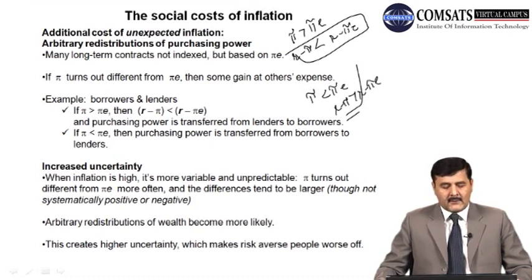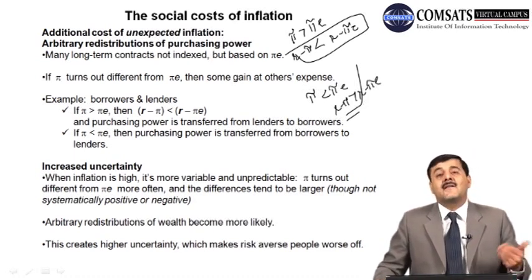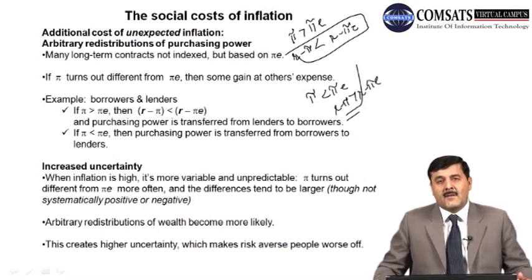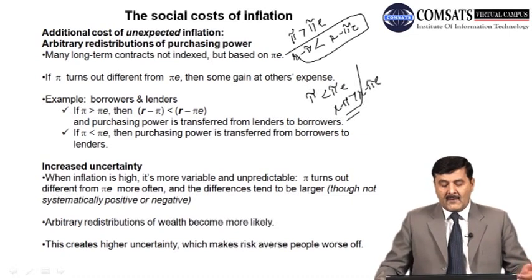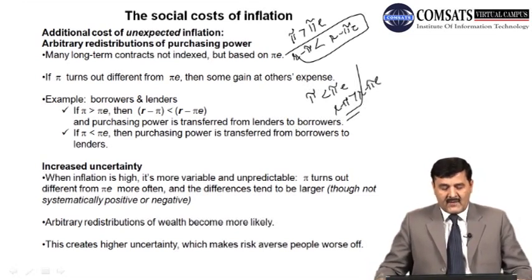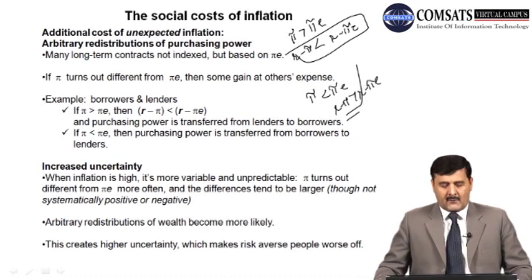Pi turns out different from pi e more often. So aksar yahi hota hai ke aapka jo expected inflation hai, that is different from the actual inflation. So jab different hota hai to society ko koi na koi cost, koi na koi price bear karni padti hai, bardasht karni padti hai. That is known as the social cost of inflation. And the differences tend to be larger, though not systematically positive or negative, so there will be a larger social cost, right? So this is known as one type of additional cost to the society, right?